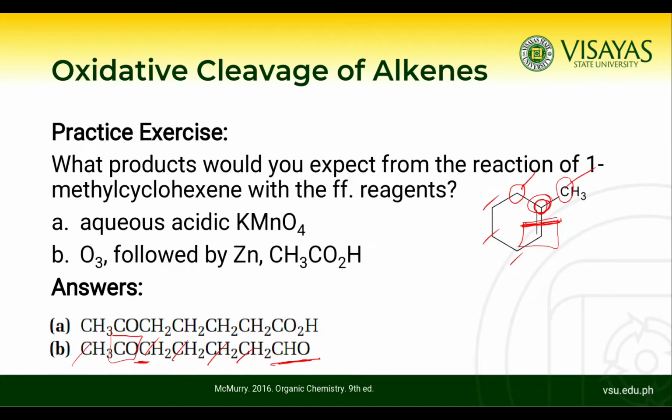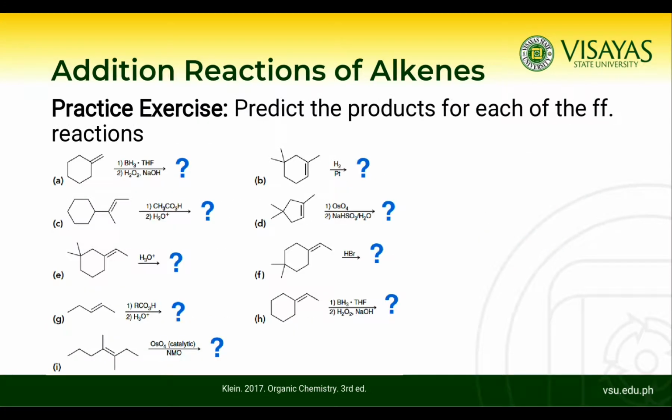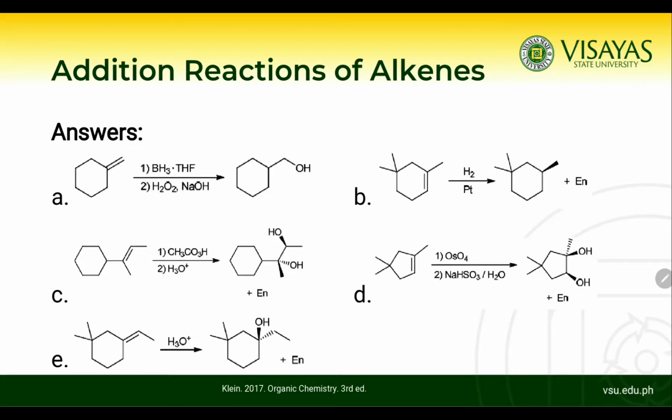So, those are the different alkene addition reactions. Here we have the different reactions already. So, we predict the products for each of the following reactions. Letter A is, what is this? Hydroboration. Let's just answer it. This is the reagent for hydroboration oxidation. So, we expect to add a hydroxyl group to our alkene. And remember that in hydroboration oxidation, OH is bonded to the less substituted carbon. So, that is why our hydroxyl is added there.